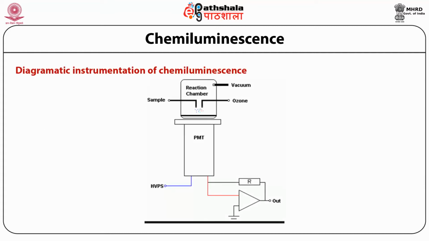Here is the picture of a diagrammatic representation of a chemiluminescence instrument, wherein in the reaction chamber the sample and the ozone intermix with each other and release chemiluminescence radiation. This chamber is closed by a vacuum suction pump, and the emitted radiation is measured by the photomultiplier tube attached to this chamber as a detector.